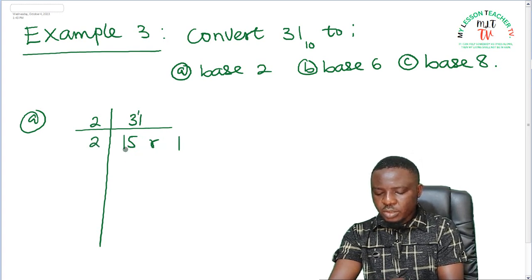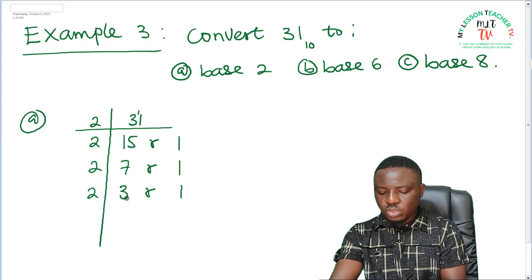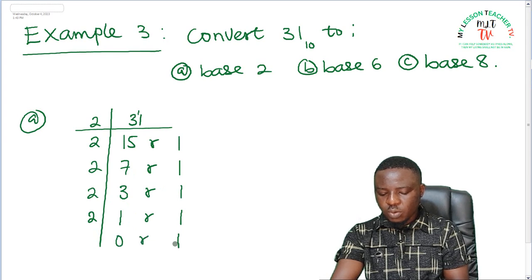Keep dividing. 2 into 1 it cannot. 2 into 15 is 7, remainder 1. And 2 into 7 is 3 times, remainder 1. 2 into 3 is 1, remainder 1. 2 into 1 is 0, remainder 1. So you only stop when you get to 0.